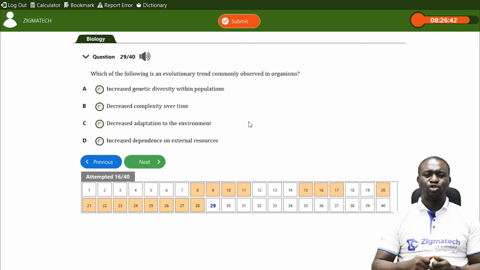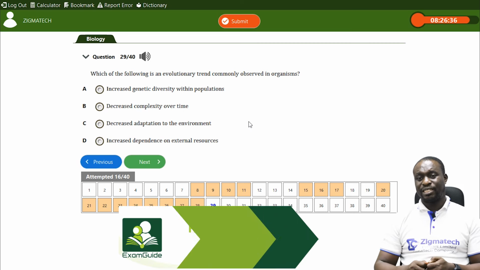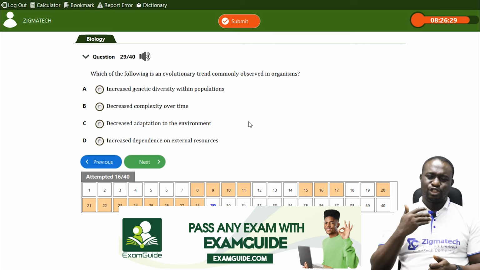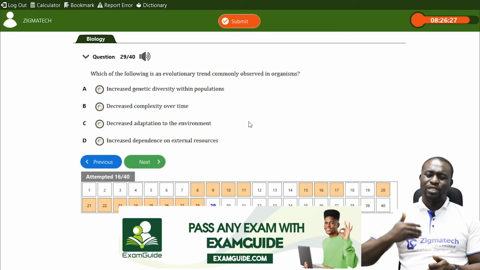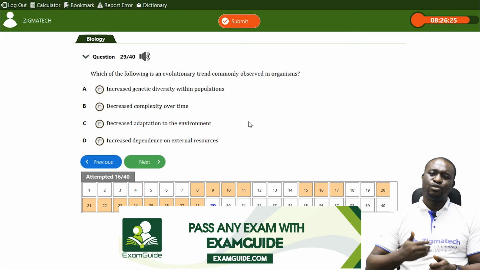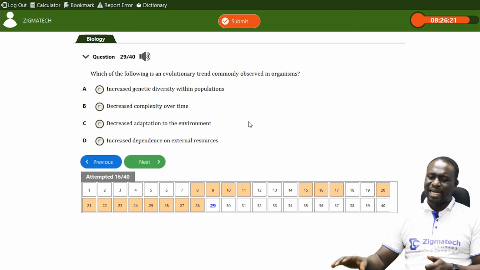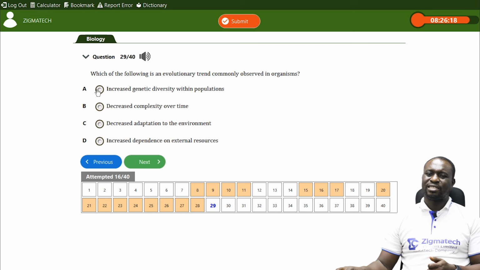These are the most repeated topics in biology. So the correct answer is actually A. Evolution has to do with genetic diversities. That is a change, an increased change within a population, but it happens over time, over a long period of time. So the correct answer is A.